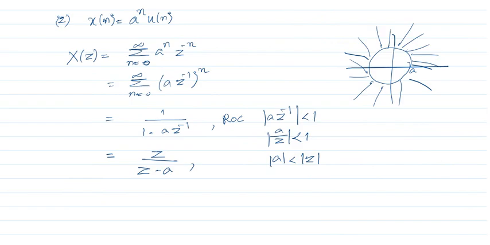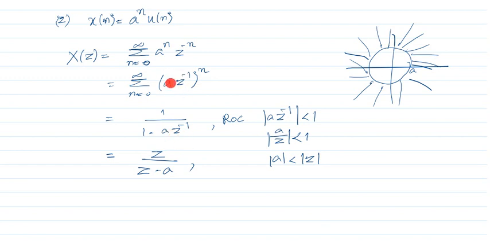Okay. Next problem. I have taken a power n u of n. Again, u of n means I have taken the sum from 0 to infinity, and I have ignored the negative n terms. So a and z power minus 1 together I have multiplied, taking n outside. This is an infinite series, so I can write the total as 1 by 1 minus a.